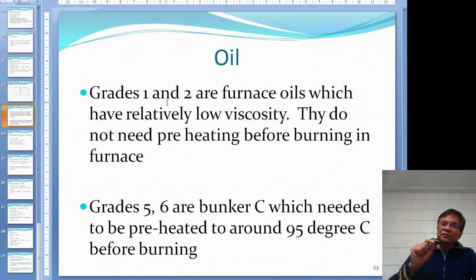So in order to burn these, you need to preheat them to a little bit over 95 degrees C before you can burn them. You heat it up before you can, what we call atomize, break it up into really small droplets so that it can be burned. So number 5 and 6, bunker C, you need to heat up to at least 95 degrees C.